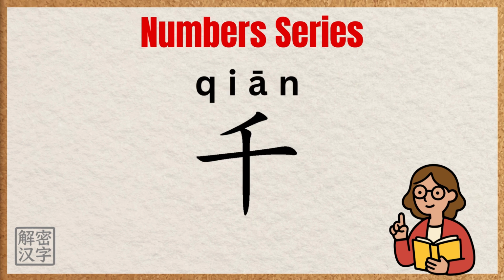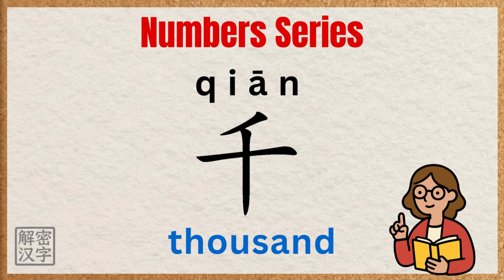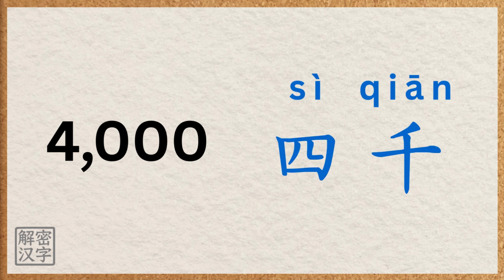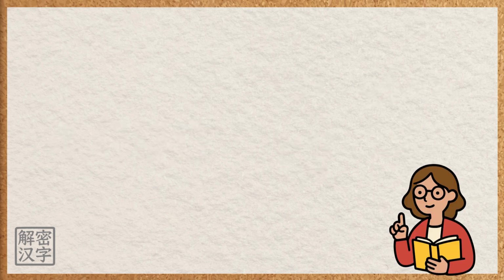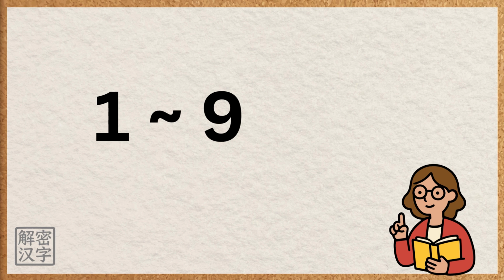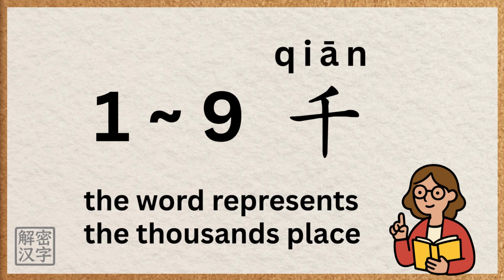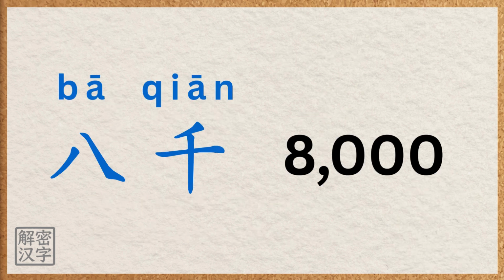The character qian represents the unit thousand. It's the key building block for all four-digit numbers. For example, 1,000 is 1,000. 2,000 is 2,000. 3,000 is 3,000. And yes, 4,000 is 4,000. Exactly. When you put any digit from 1 to 9 in front of qian, it tells you the thousands place. For example, 8,000 means 8,000.